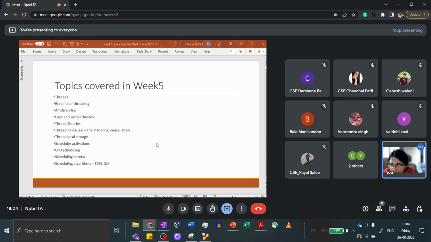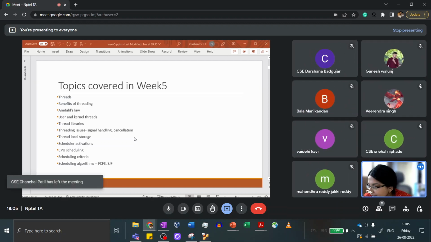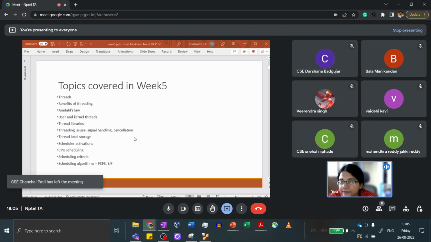In week 5, we saw a bunch of topics. Let's just walk through them once. We continued with threads. We saw things like the benefits of threading. Then we looked at Amdahl's law, which is a scaling concept, which we'll again touch upon today as well. And we looked at different kinds of threads, the user and kernel threads and what possible mappings could be there between them. Then we looked at thread libraries, and issues with having multiple threads.